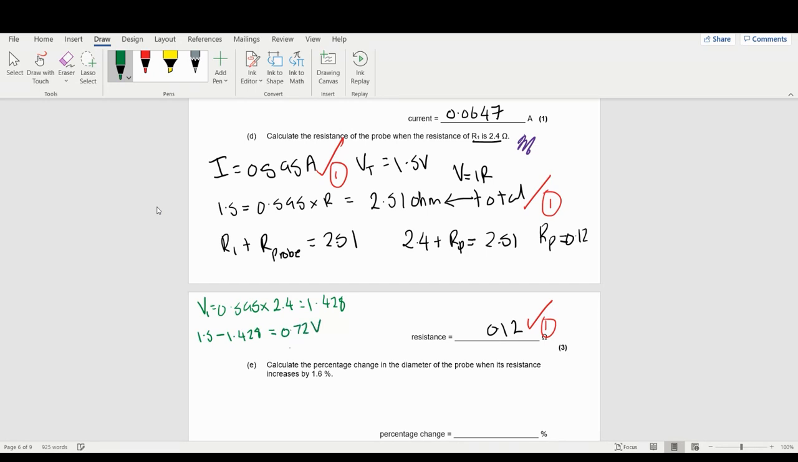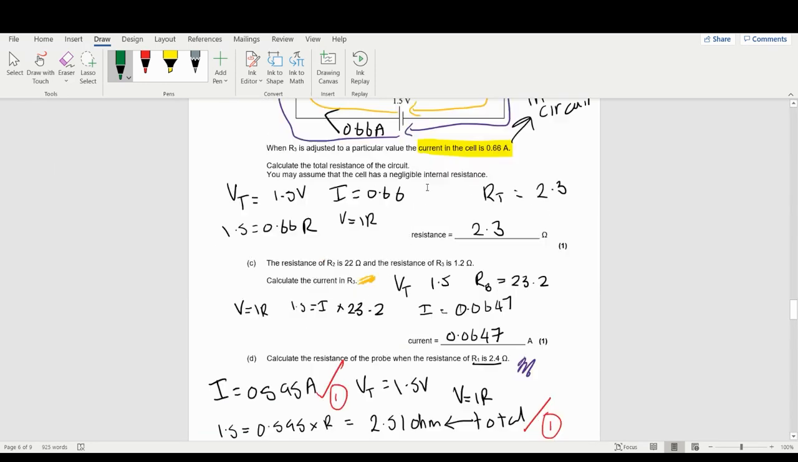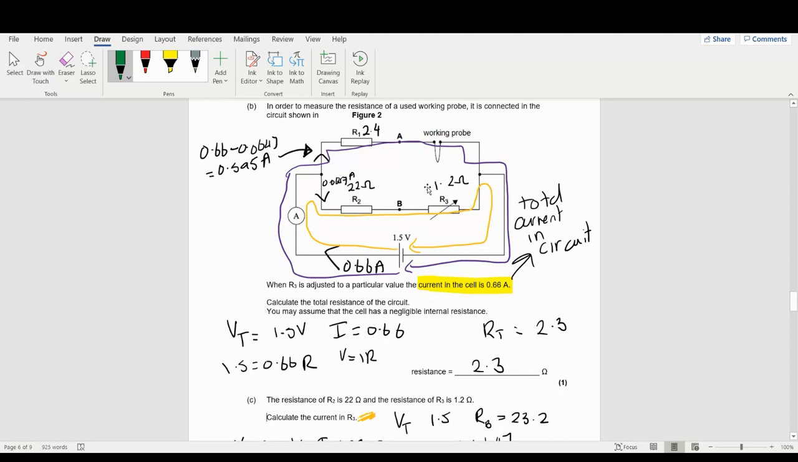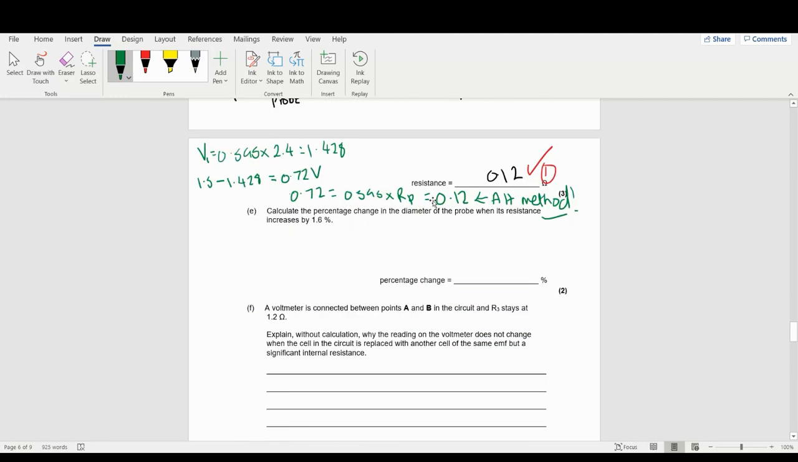And of course, that's the probe there. So you can go 0.072 equals 0.595 times by the resistance of the probe, and you get an answer of 0.12 again. So that's an alternative method and completely valid. But as you can see here, I'm just drawing all over my circuit. That's fine. Just draw all over the circuit. It makes it really easier.